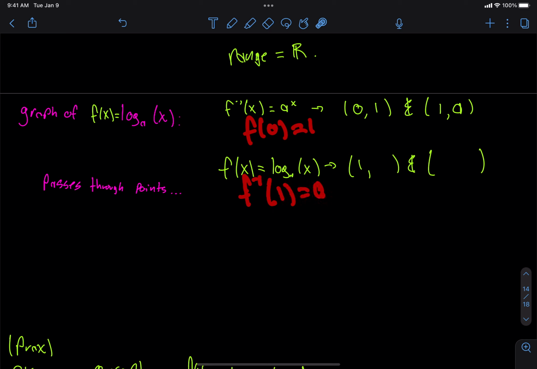And this is how we get points on a function, right? The height of the function is just what I get when I plug in a number into the function, right? So 1, 0. And the other one will be a, 1.